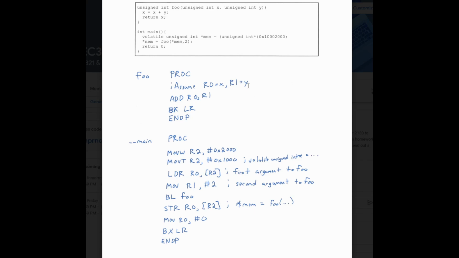So that's what our function definition looks like. The end of the function, this end curly brace, is the same as the ENDP here.